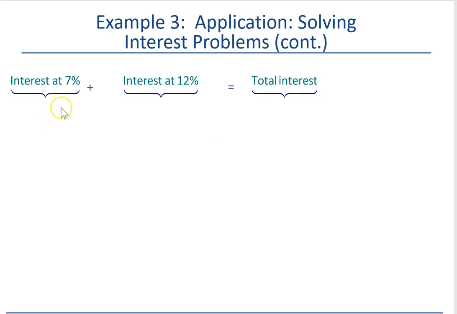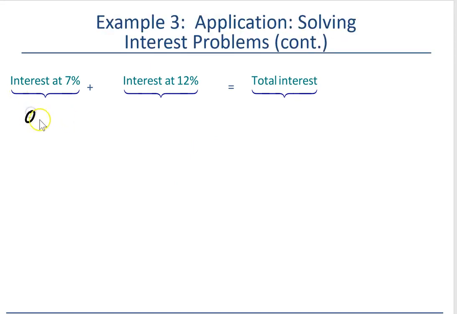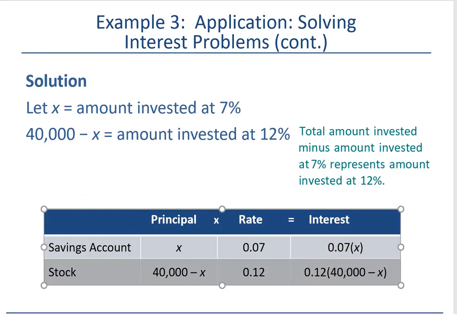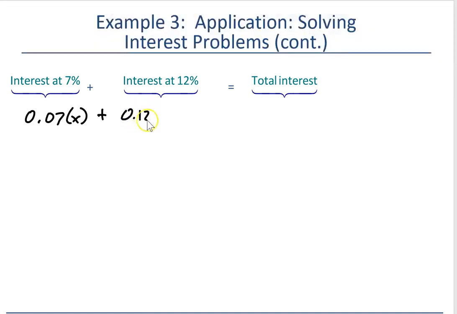At 7%, the interest is going to be 0.07x. We'll keep the plus. Remember, looking back, we're going to have to plug in that right here. So I've got 0.12 multiplied by our 40,000 minus x, all equal to what? Remember, the total that she made in interest last year was that amount.